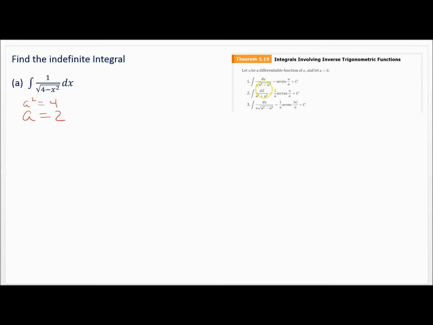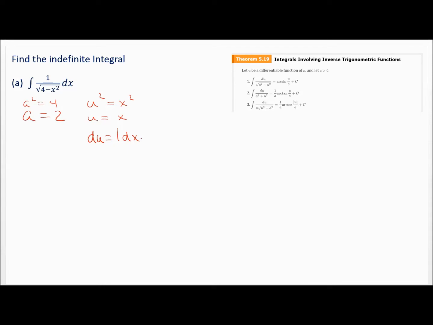What else do we know? There's a minus in our problem. That's good because that's required. And then u squared is x squared. So surely that means that u is equal to x. Something else we have to find is du. Just like when you have a u substitution, the derivative of u is 1 dx.